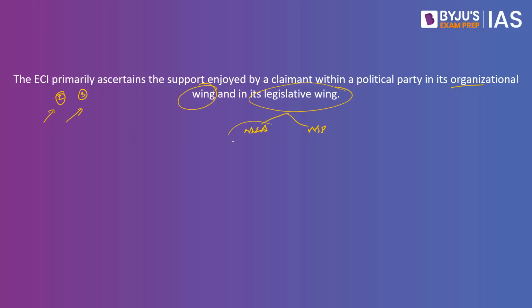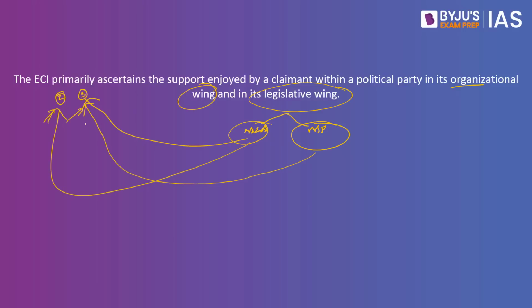So once they become MLAs or MPs, how many MLAs are supporting one particular faction? How many MPs are representing that particular faction? How many MLAs are representing another group? How many MPs are representing another group? Their numbers will also be taken into account by the Election Commission of India.